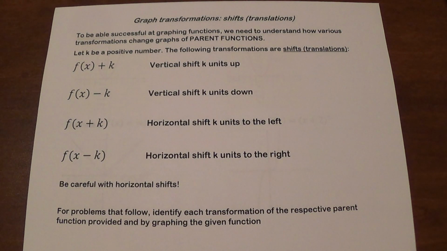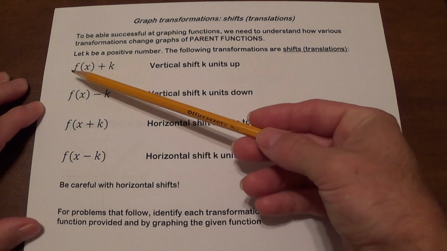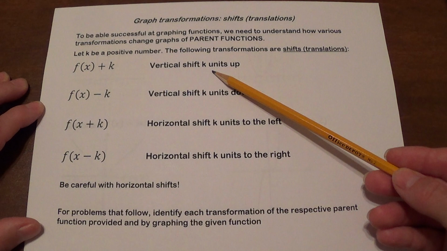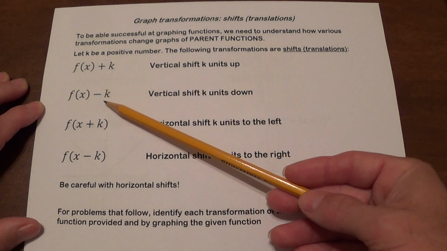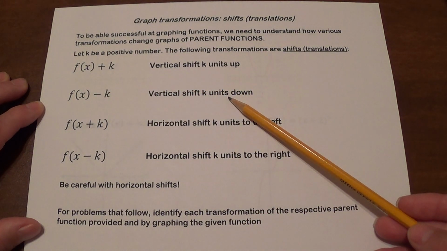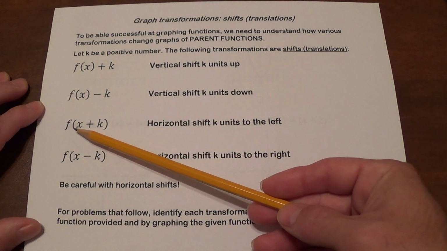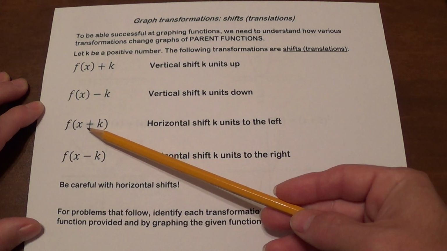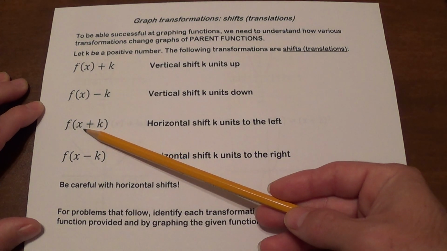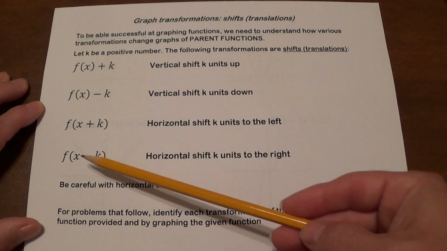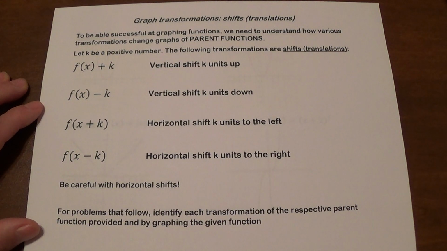If we consider a positive value of k, this is how shifts or translations work. If you take function f of x and add k to it, that's going to shift the graph k units up. If you subtract k from it, that's going to shift k units down. If you add x and k together, so k is getting added to x, there's going to be a horizontal shift k units to the left, and when you subtract, it's going to be a horizontal shift k units to the right.